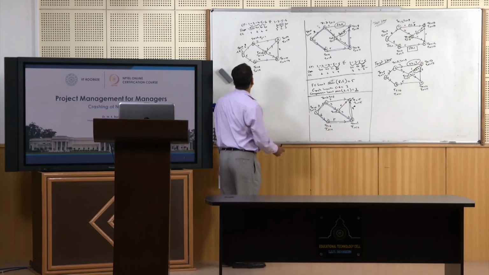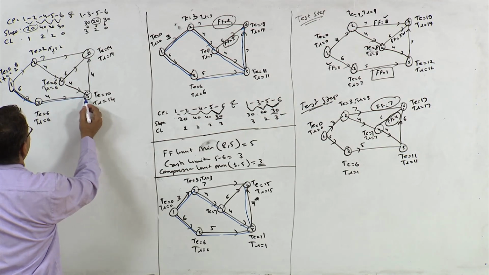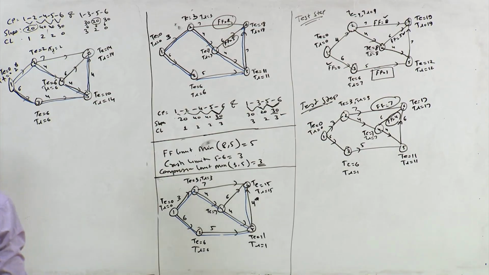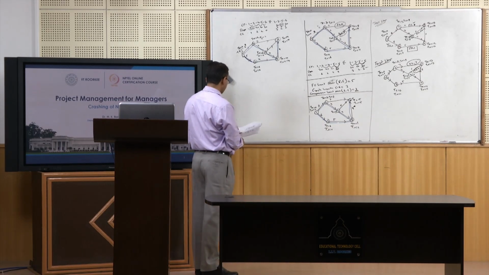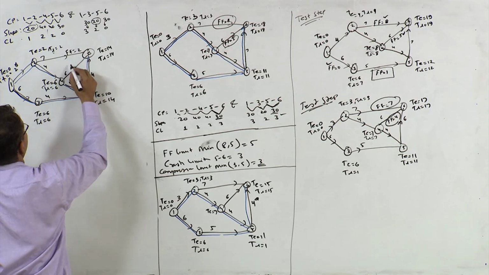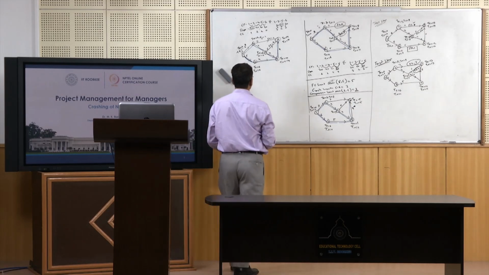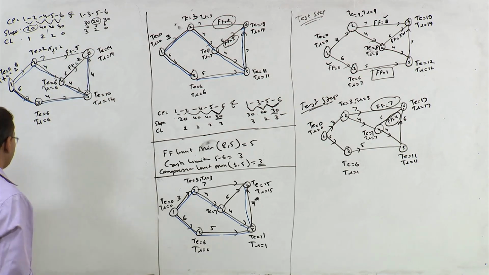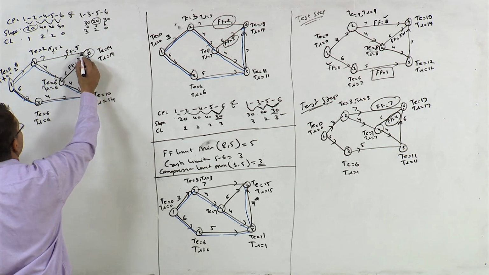Now, which are critical activities? Same. So this path, right? So these are critical activities. Now there are two non-critical activities. Let us find out their floats. So this 14 minus 2, 12 minus 7, free float is 5. Free float for this is 14 minus 6, 8, 8 minus 6, 2, right? So free float is 5 and 2, right?